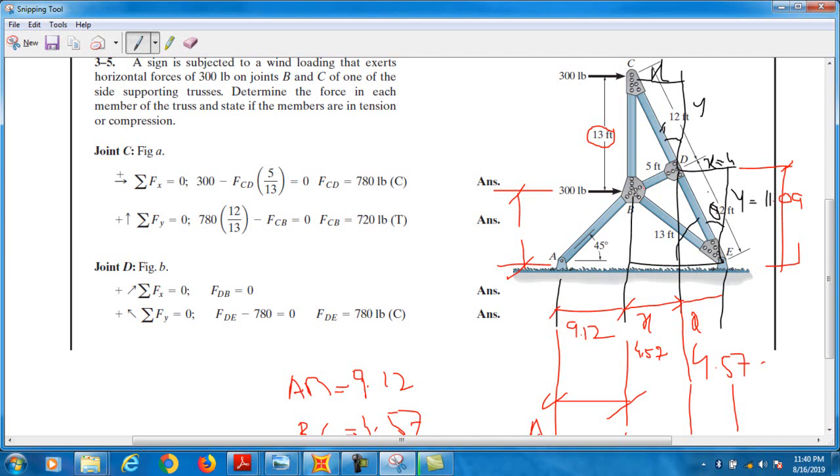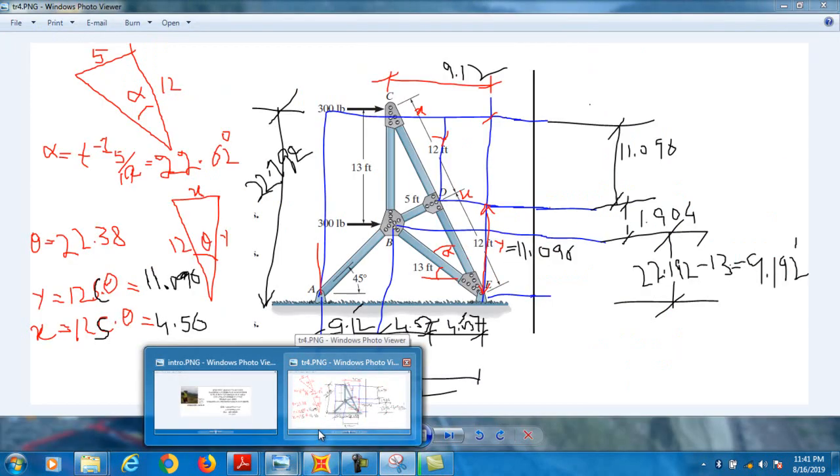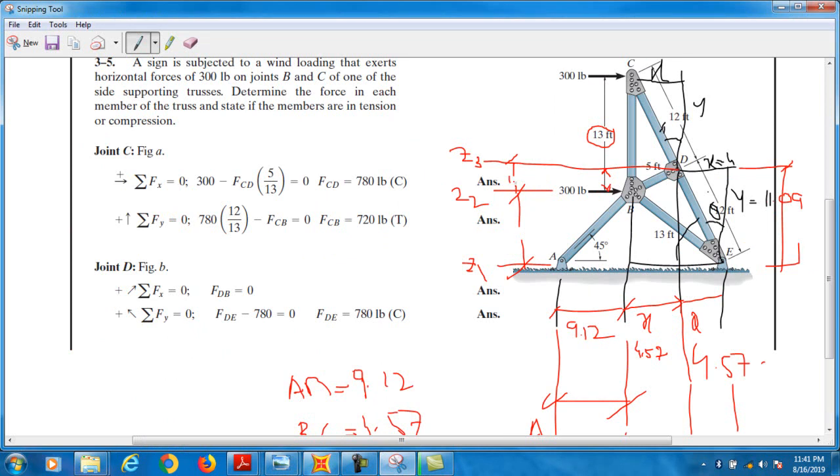So we have another spacing: this one is z1, this one z2, and this one z3, clear? So this spacing will be 13 minus this 11.09, and you can get the spacing, which equals 1.904, clear?